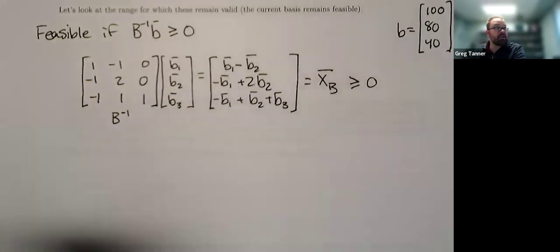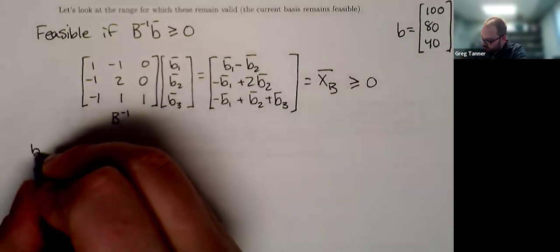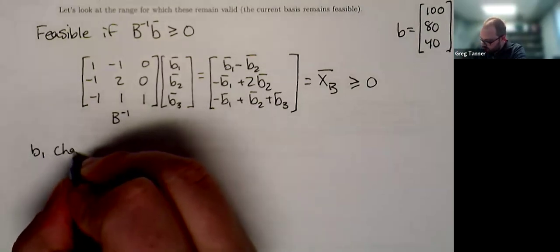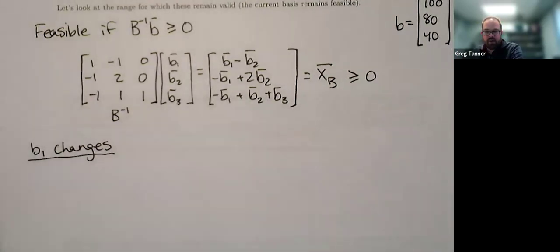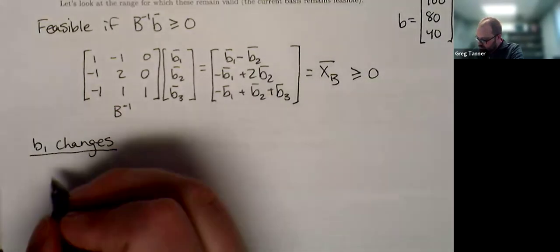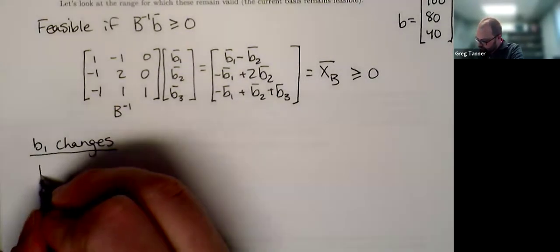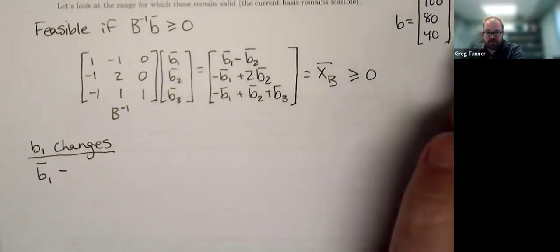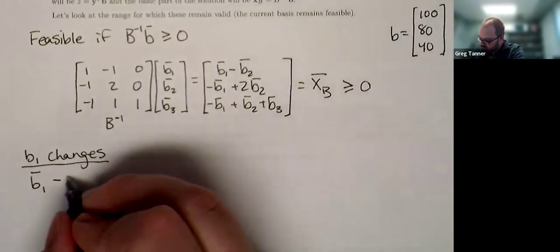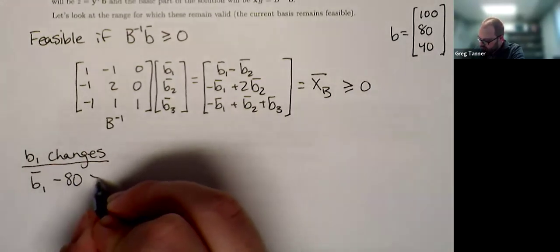Okay, so now let's look at each of the changes to each of the parts separately. So B1 changes. We want to find a range where we can change B1 and still have the current basis remain feasible. If we move it more than that, then we're going to have to change our basis. Let's look at this first one. The first constraint is that we'll have B1 bar minus, and we're going to keep B2 the same, and B2 was originally 80, so B1 bar minus 80 has to be greater than or equal to 0.